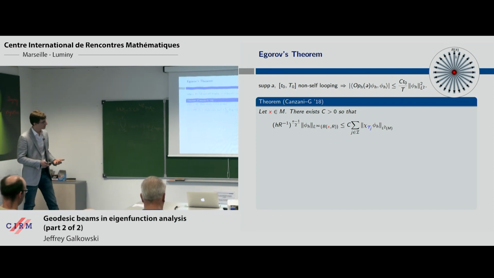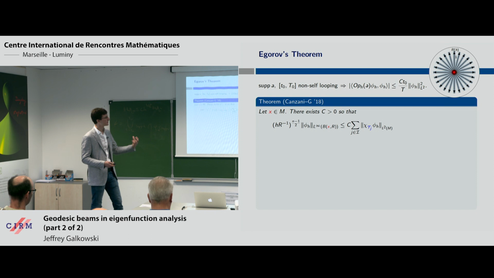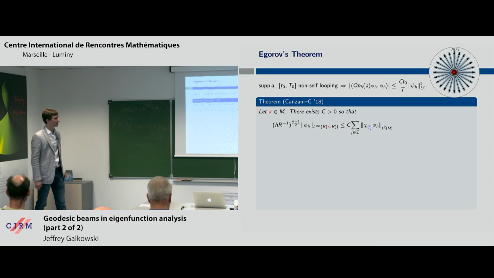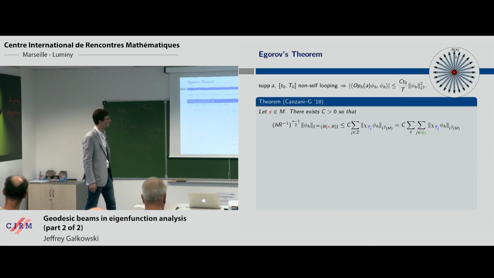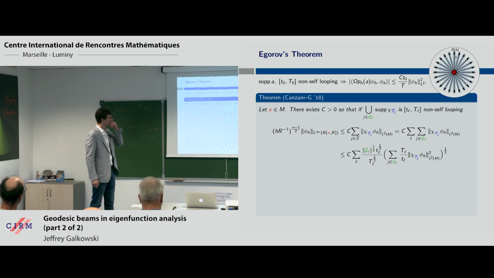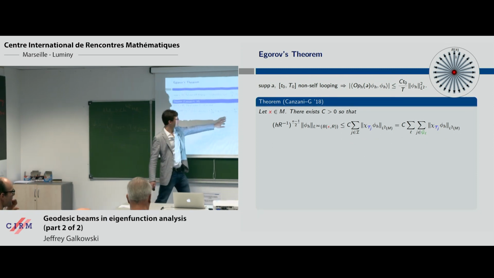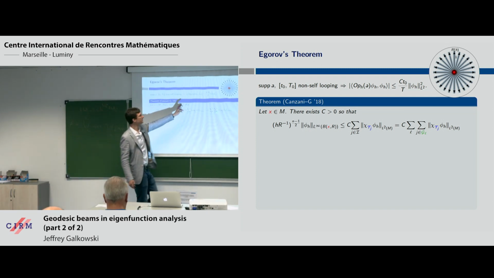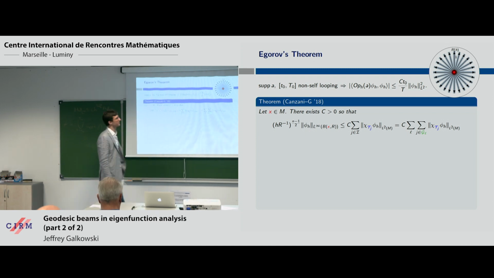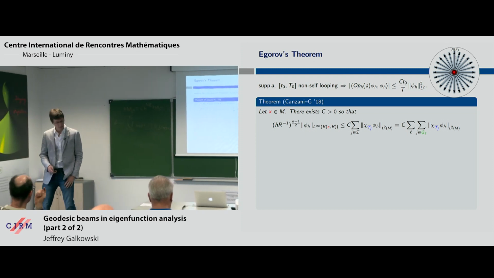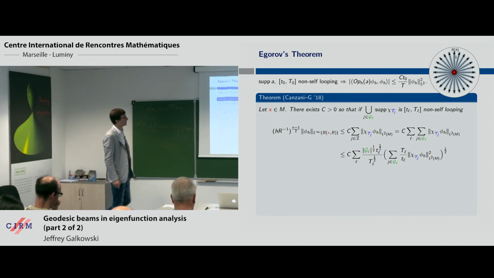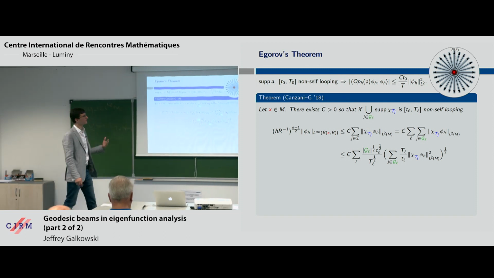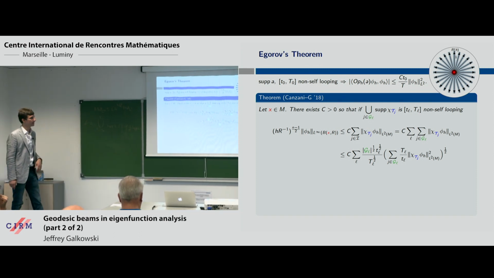You need to do something more, and you want to do something which removes the specifics of the eigenfunction from the question and puts only purely dynamical assumptions in. So what I'm going to do is break the set of tubes into a bunch of sub-collections. I rewrite all of these tubes as a union over sub-collections G_L. And the property that the G_L will have is that if I take the union of the tubes there, then it should be T_L, capital T_L, non-self looping.